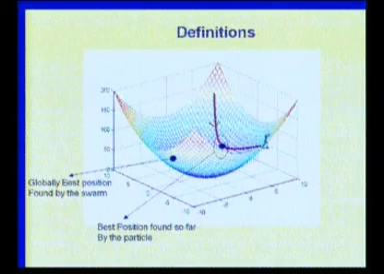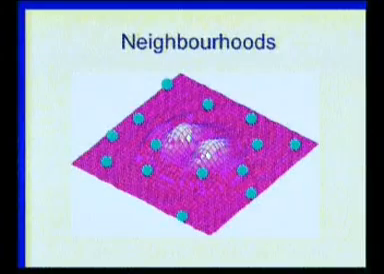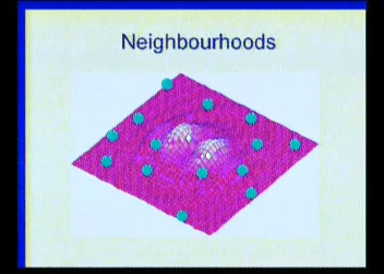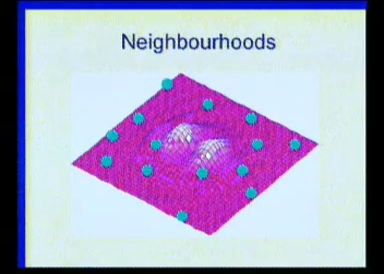This is the best position found by the entire swarm. Swarm means a group of particles are moving parallelly in this fitness landscape. So this is personal best, this is global best. There are neighborhoods that we can define. Every particle can have a neighborhood. Neighborhood is like this. Geographical neighborhood is like this.